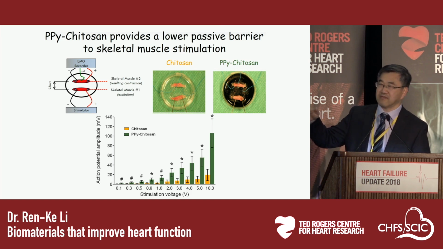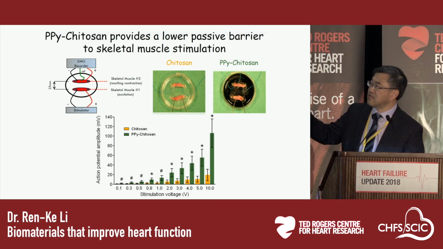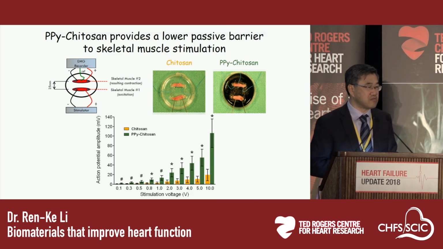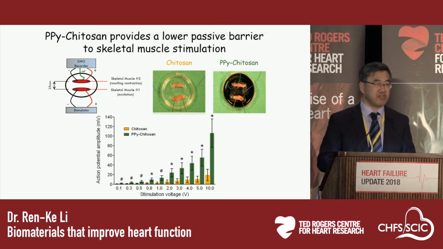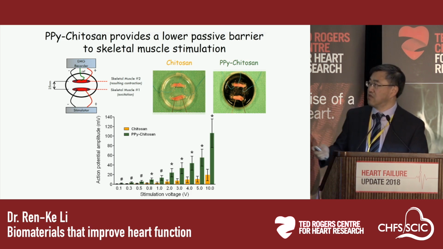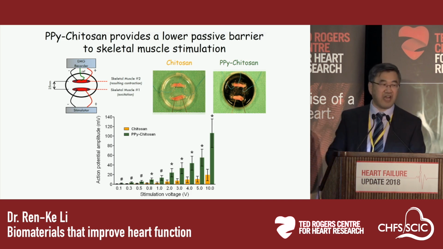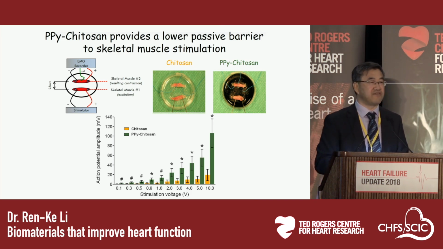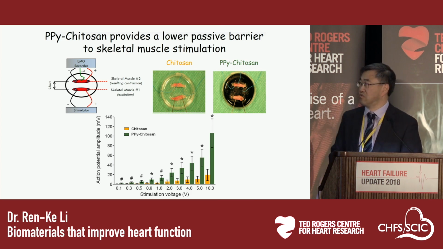And on one side of the muscle, we put the electrical stimulator. And on the other side, we use EMG, electromyograph, to record the voltage. So when we gave different stimulation, that's the x-axis, we can see the other side of the muscle receiving the action potential amplitude.